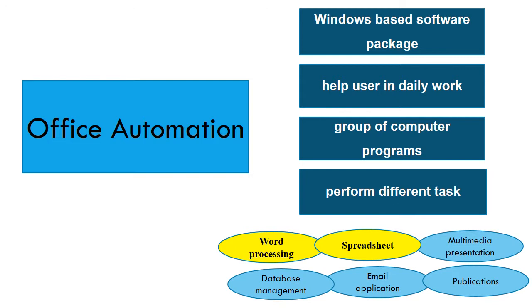It involves different specific applications, which include word processing, spreadsheet, multimedia presentation, database management, email application, and publications. And for performing these tasks, every task has a specific application like Microsoft Word, Microsoft Excel, Microsoft PowerPoint, Microsoft Access, Microsoft Outlook, and Microsoft Publisher. In this chapter, we are going to learn about two applications.